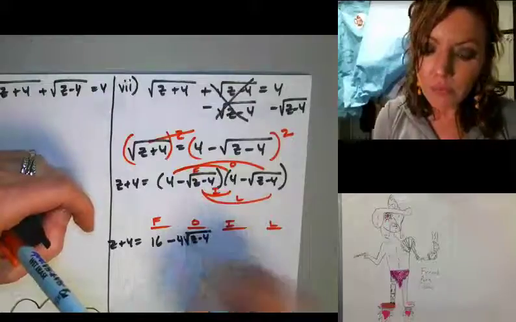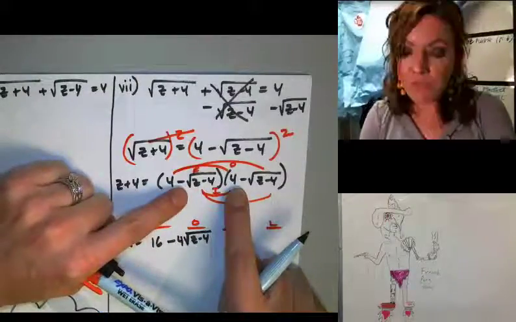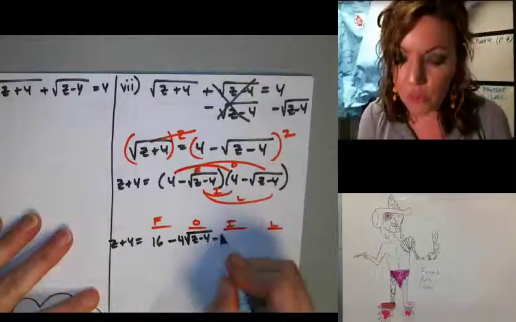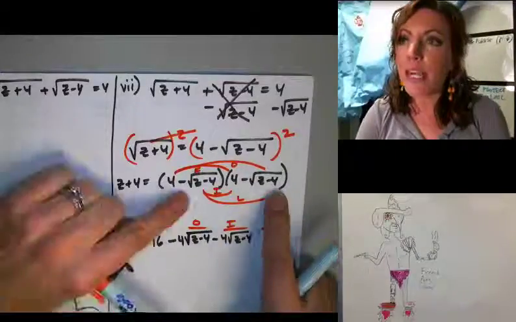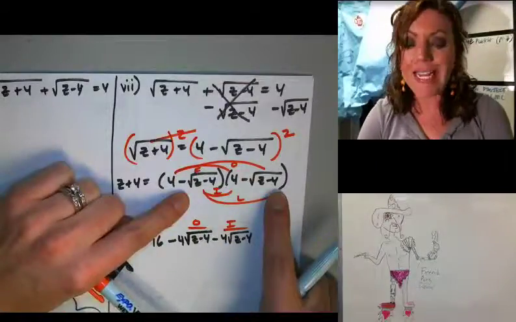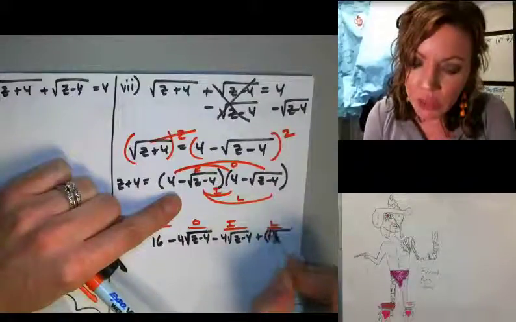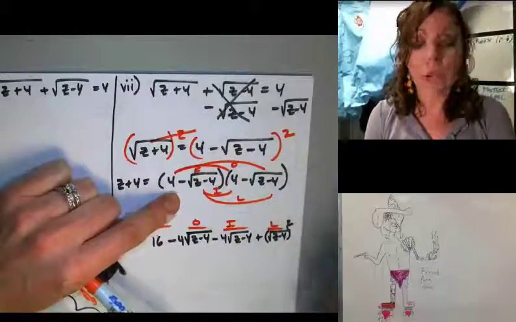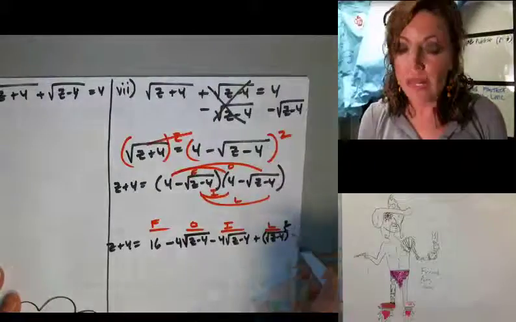When you do the inner ones, you again have 4 times negative root z minus 4, which is another negative 4 root z minus 4. And the last one, negative root z minus 4 times negative root z minus 4, is positive root z minus 4 squared. And squared and square root do what again? They cancel out. Okay, so here's where we are.